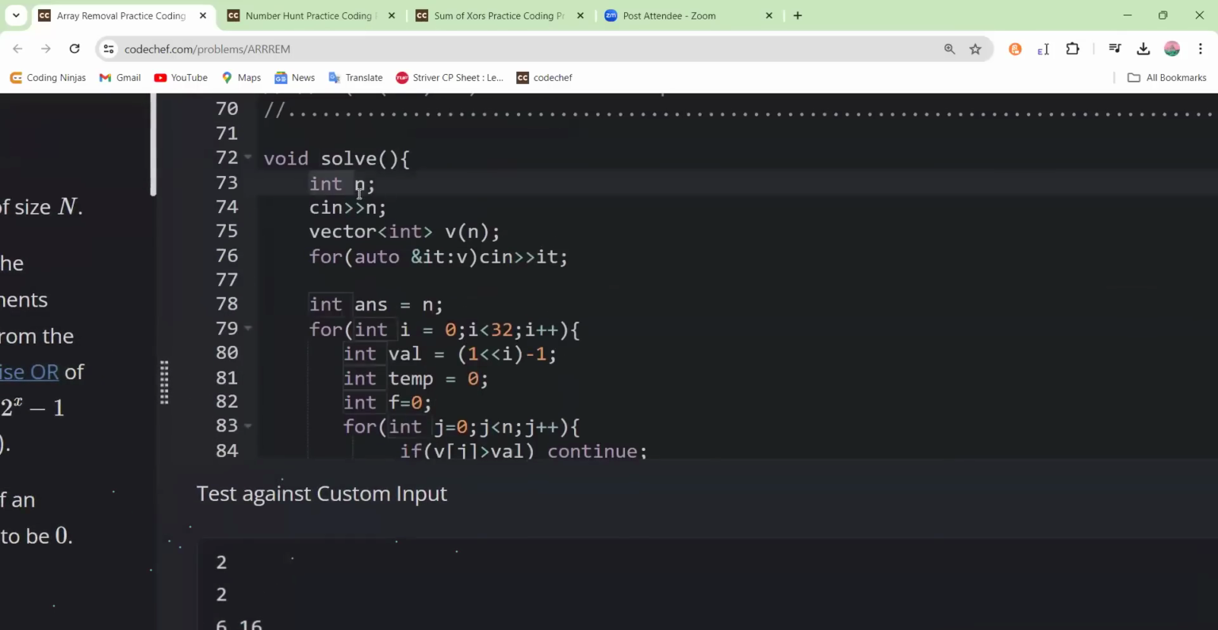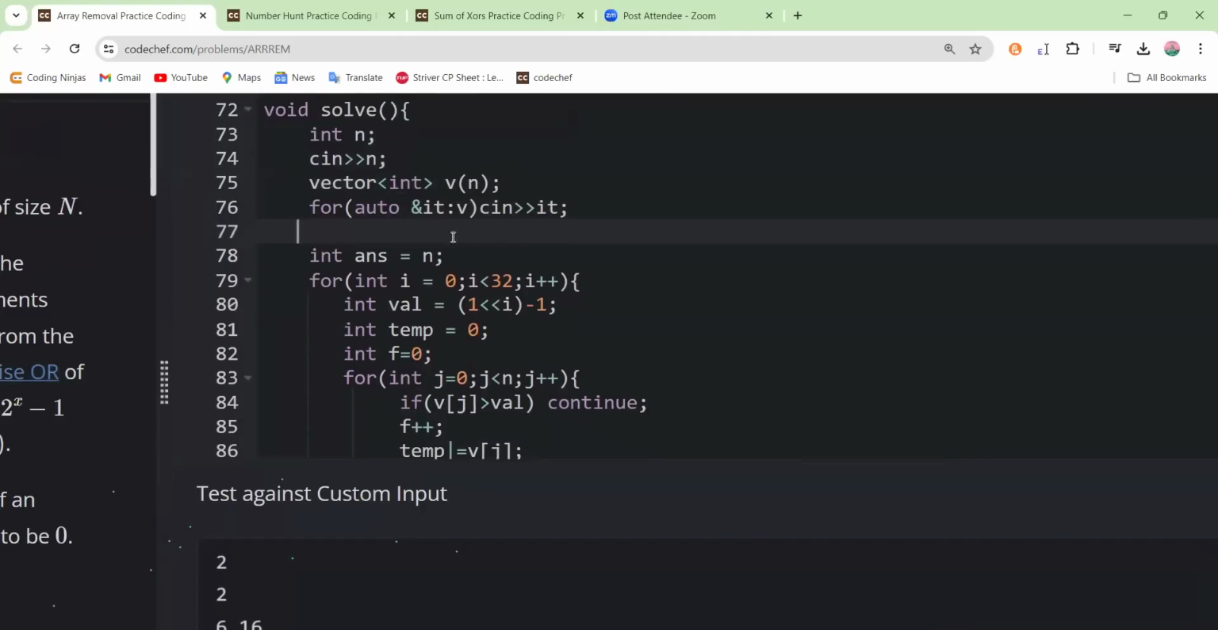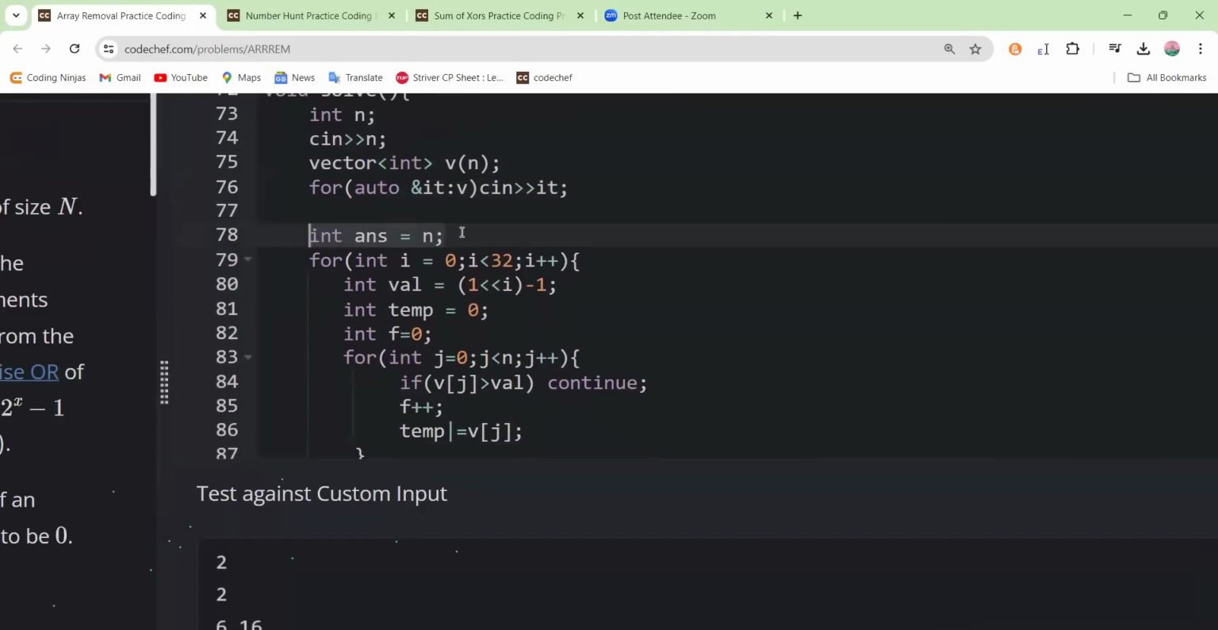First of all, I took the inputs of the number of numbers and the inputs of the vector. Then I initialized our answer to n, because this is the maximum possible answer, isn't it? That is, we are removing all the elements of the array. Now I went through all the possible combinations. So I started from i equals 0, i less than 32, i plus plus.